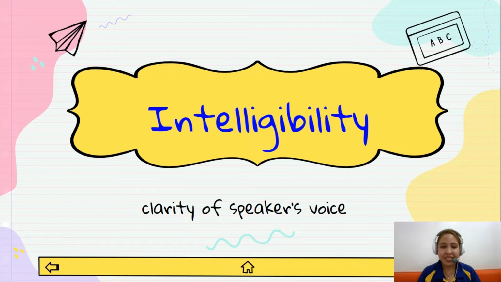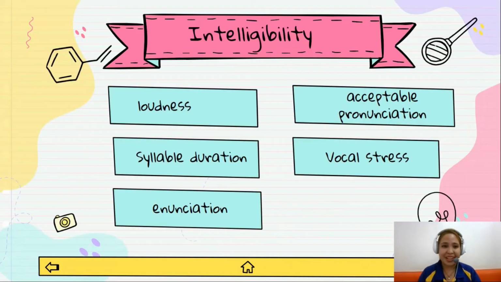Second is intelligibility. It refers to the clarity of the speaker's voice. But when can you say that the speaker's voice is clear? Yes, if we can understand it. But there are some subcategories for us to check if our voice can be understood by others. And here are the 5 subcategories.